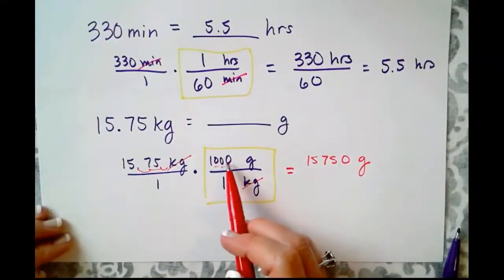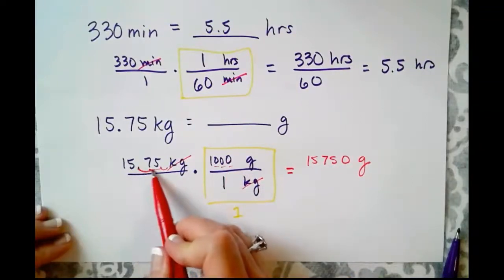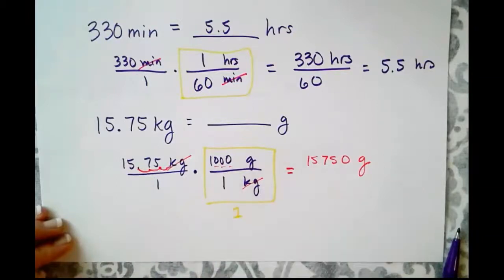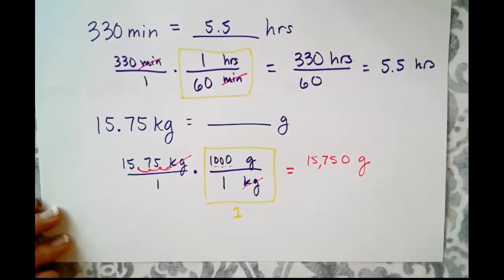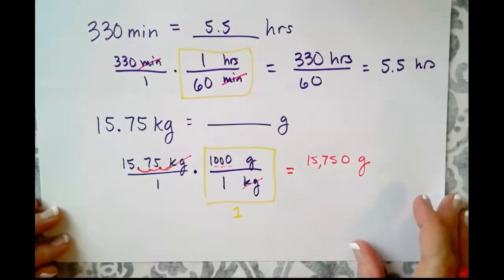We're multiplying by a power of 10. When we multiply by a power of 10, all we have to do is shift the decimal, however many zeros there are. So 15,750 grams is the answer.